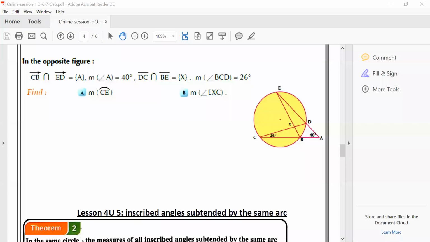Okay, we will complete. Let's take the pen. Okay.